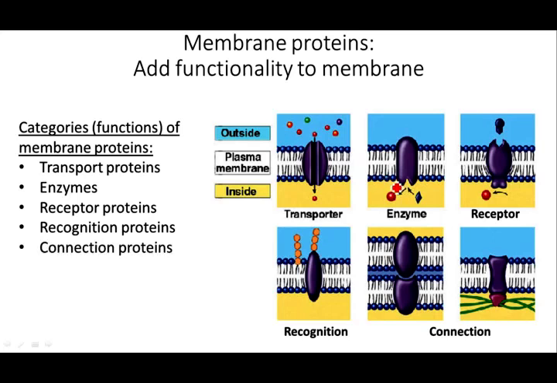And then finally, there's connection proteins. Connection proteins allow cells of the same kind of tissue to stick to each other to form that tissue. And they also allow for connections between the cell membrane and the cytoskeleton, or even between the cell membrane and the surrounding extracellular matrix.